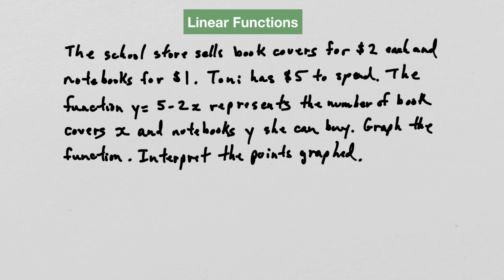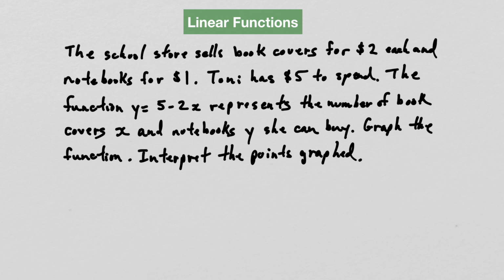So here we go. The school store sells book covers for $2 each and notebooks for $1. Okay, so we're going to pause there for a second. So we have a school store and they sell two different things, book covers and notebooks, and we're given the price of each of those. Now we're introduced to the next sentence, and that is Tony has $5 to spend. Okay, that's all she has, $5.